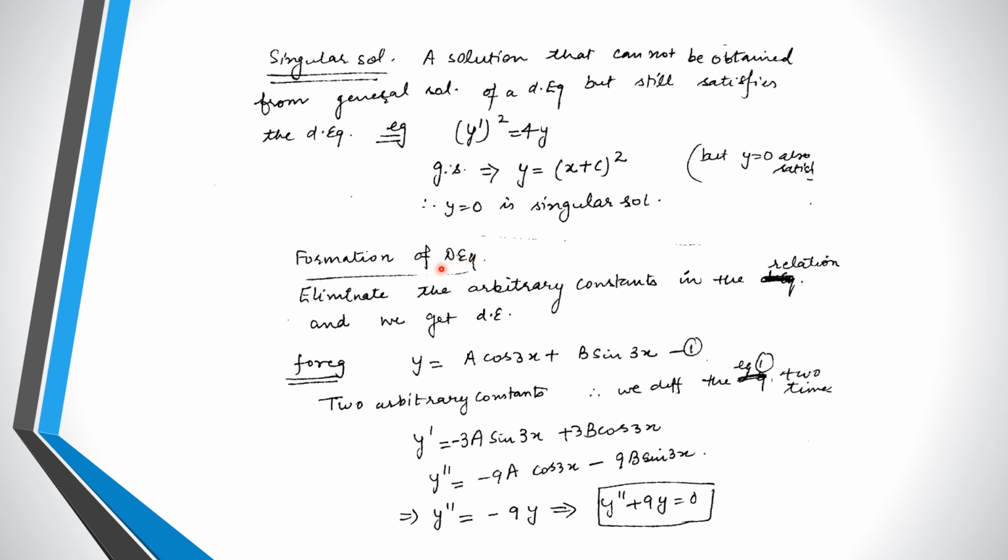So we are given any general solution, you can say any relation, and we are having the arbitrary constants. So as many arbitrary constants as there are, just eliminate those arbitrary constants by taking the derivative that many times, right? And you will get the differential equation. So we have to eliminate the arbitrary constants in the relation which is given to us. And as many arbitrary constants as there are, take the derivative that many times and you will get the differential equation.